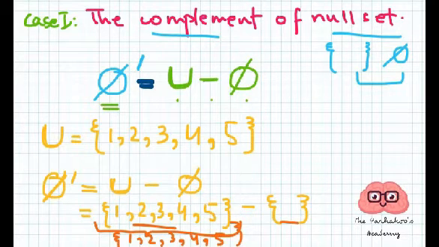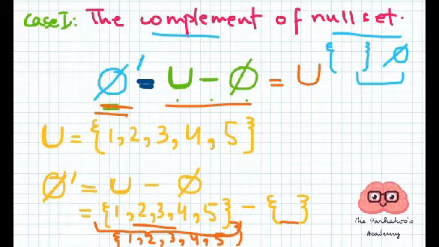So now you get the idea that if you have the complement of the null set, that is U minus null set, the answer is always the universal set.